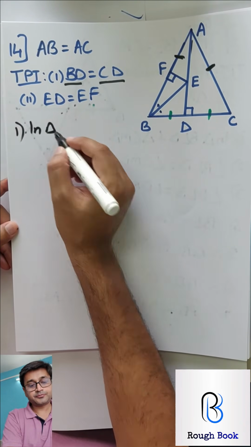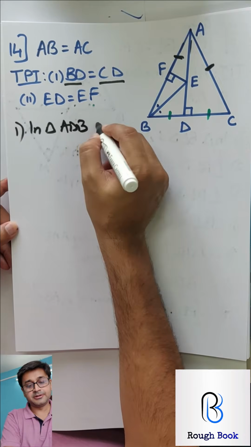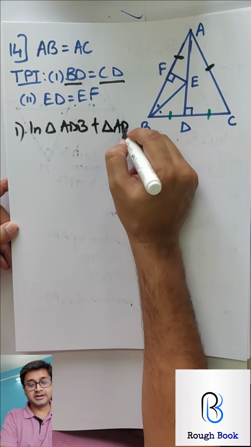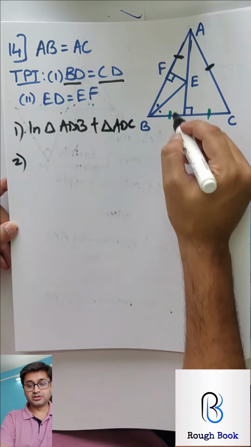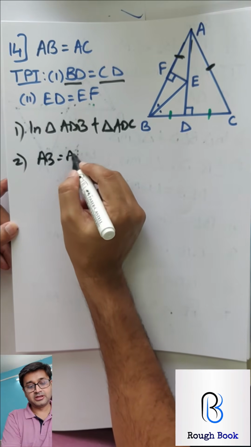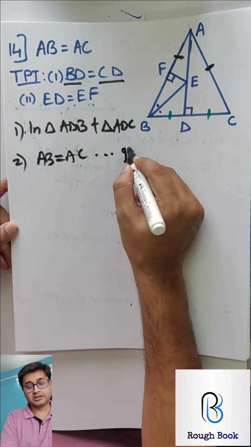So first one, in triangle ADB and triangle ADC. Yeah, these two triangles, I'll say AB equals AC, given.